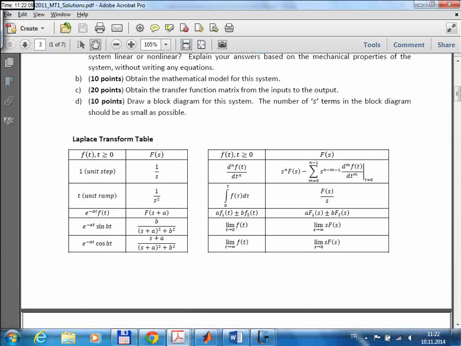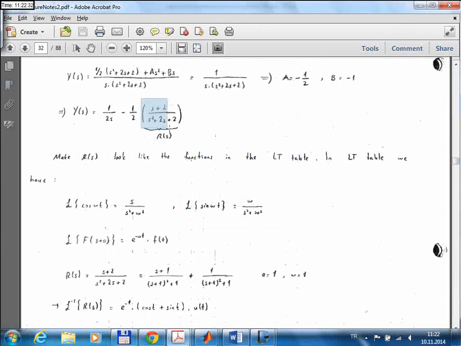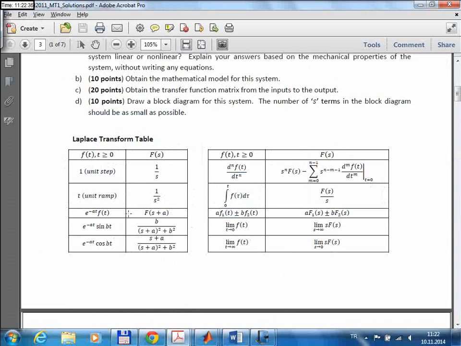So this is a Laplace transform table from a previous exam. The most similar thing in the table is these two functions here. This is similar to what we had there, and this is also somewhat similar. So we need to take what we have here and make it look like these entries.